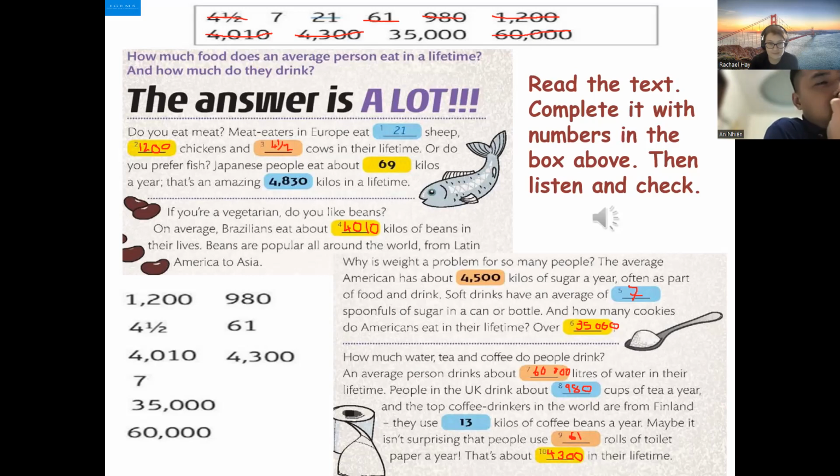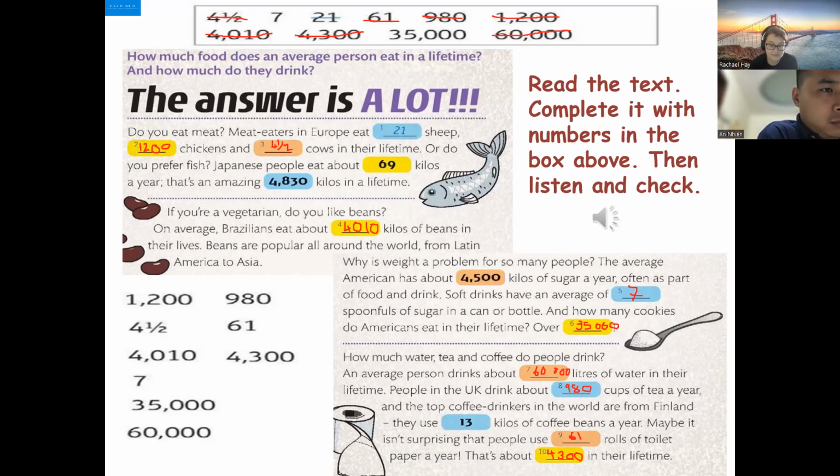How much food does an average person eat in a lifetime? And how much do they drink? The answer is a lot. Do you eat meat? Meat eaters in Europe eat 21 sheep, 1,200 chickens, and 4.5 cows in their lifetime. Or do you prefer fish? Japanese people eat about 69 kilos a year. That's an amazing 4,830 kilos in a lifetime.